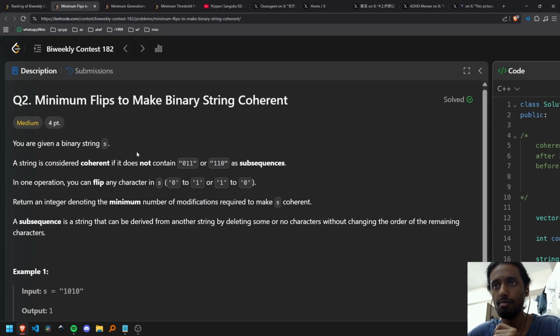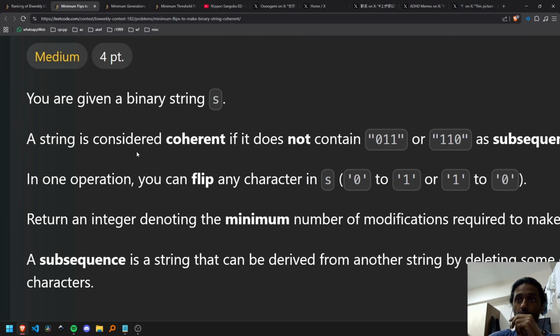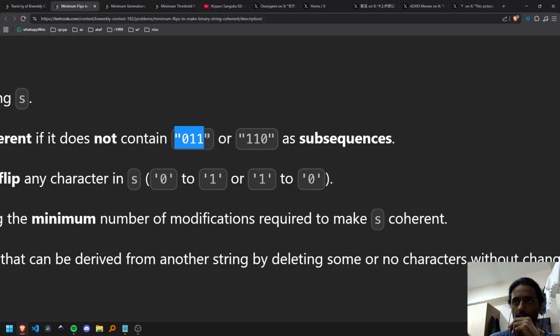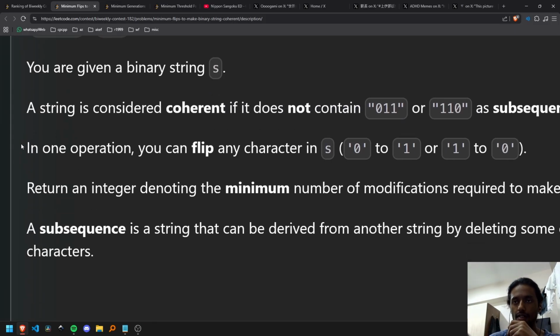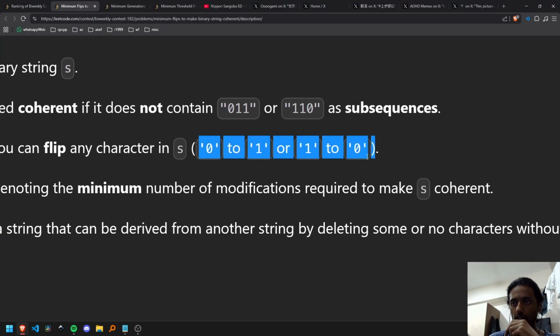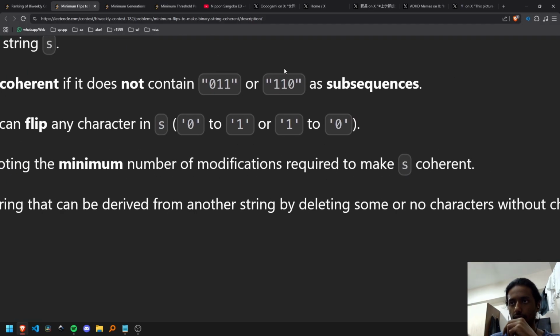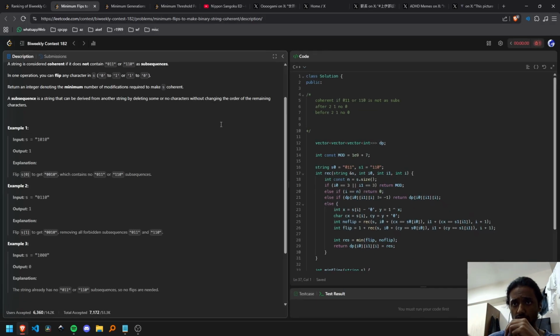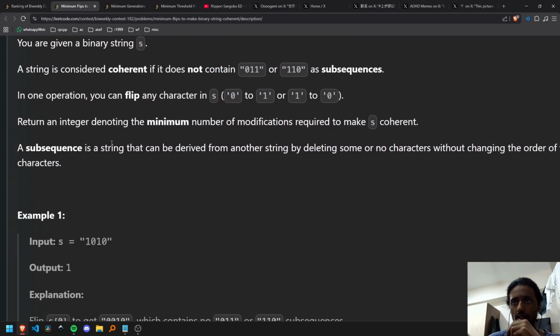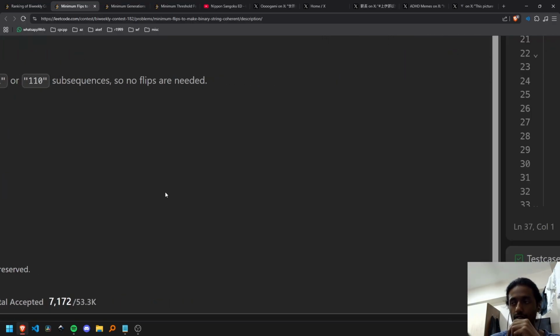Q3 was an interesting problem. Basically, you are given a binary string S which should not contain either this or this as a subsequence, not a substring, as a subsequence, right? And in one operation, we can either flip 0 to 1 or 1 to 0, and we have to find the minimum number of flips to make S a valid string. The constraints were that the length of the string n is less than or equal to 10 power 5, and obviously the characters are either 0 or 1.